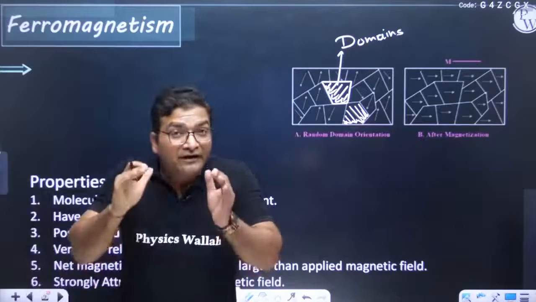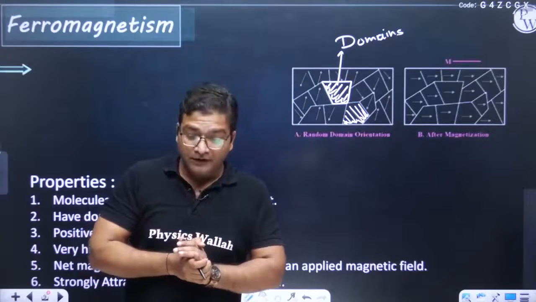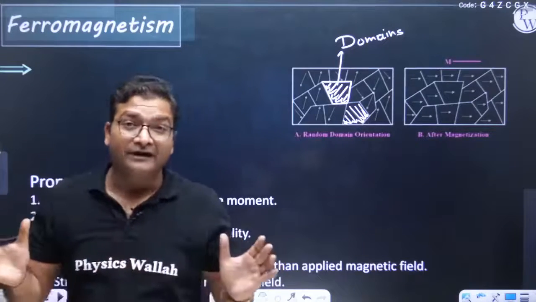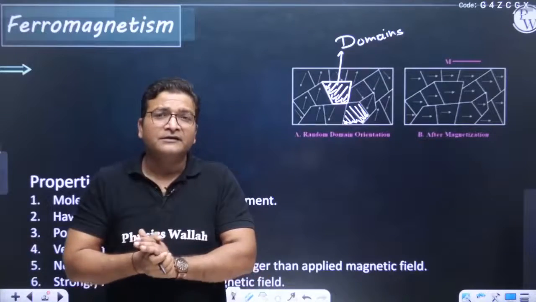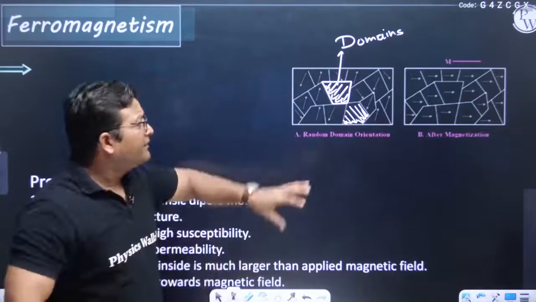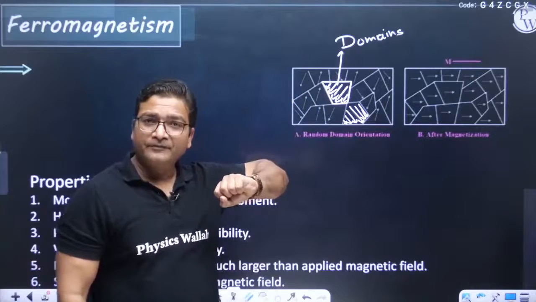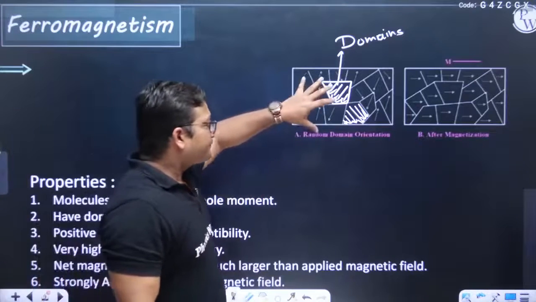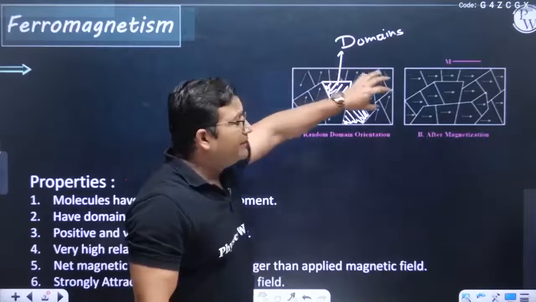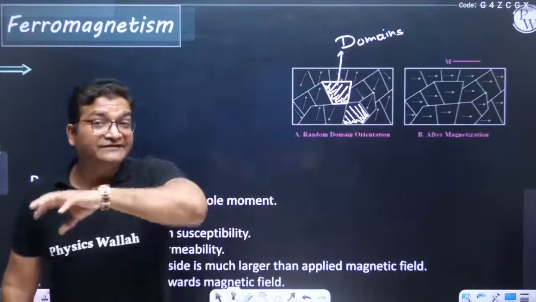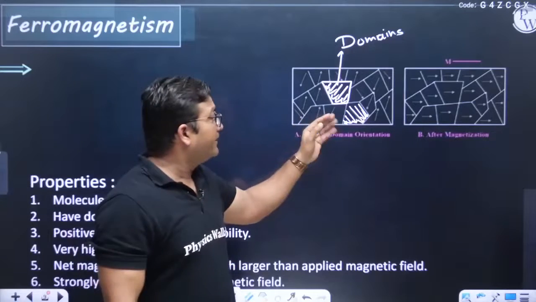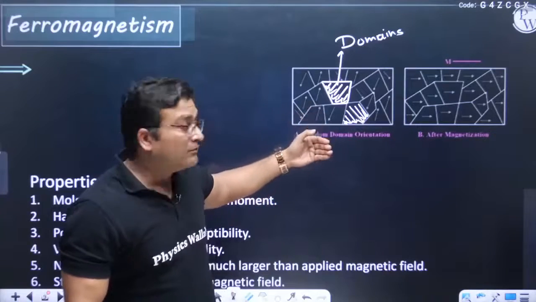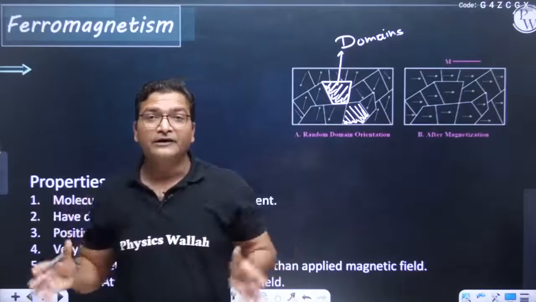And if you want to understand how domains are formed, you will have to study quantum mechanics. So we will not be learning quantum mechanics here. Just believe this, that the domain structure is formed. So if we add magnetic moments of all domains, we still get net magnetic moment as 0, because the direction of each domain's magnetic dipole moment is also randomly oriented.